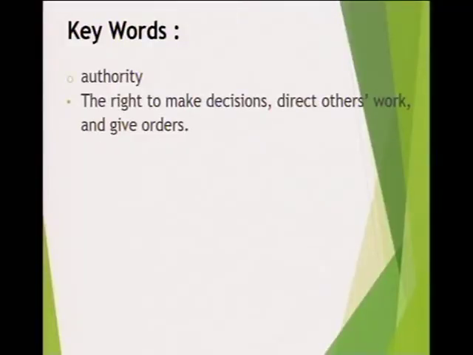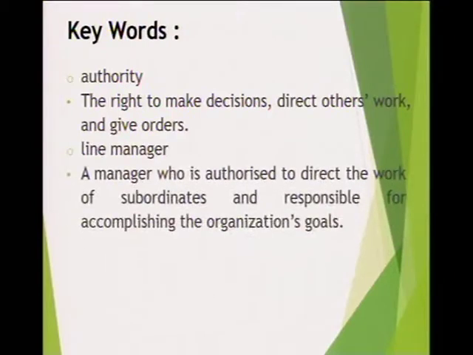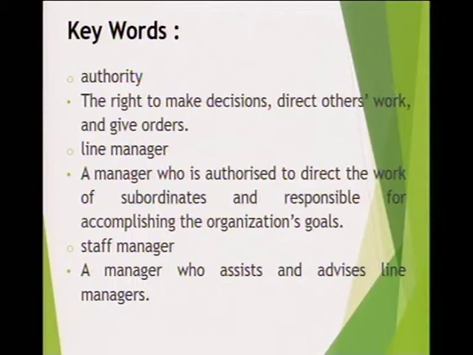Another key word is authority. What should we understand by that? Authority mostly talks about people in a position to make decisions, to direct other people's work, and to give orders. Line managers are immediate supervisors, people who are authorized to direct the work of subordinates, and they are responsible for accomplishing the organization's goals. And when we are talking about staff managers, we talk about managers and supervisors who assist and advise their line managers.